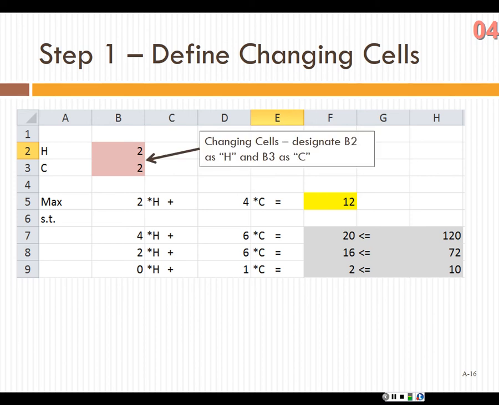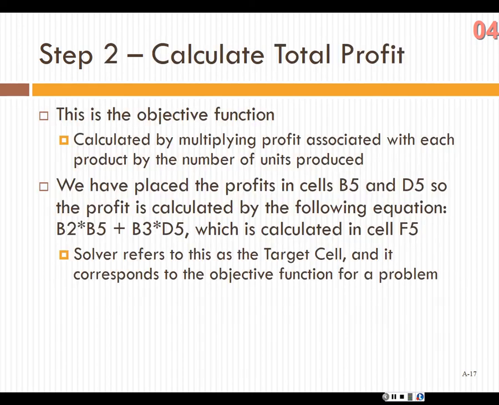So again, here's the changing cells, right? And so then you have to calculate the objective function, which we showed how to do. And we place the profits in cell B5 and D5, and then you have to multiply that. I'm going to walk through this in Excel, so we're just going to read through this so you get the overview. Solver refers to your objective function as the target cell, and it corresponds to whatever that solution is going to be.